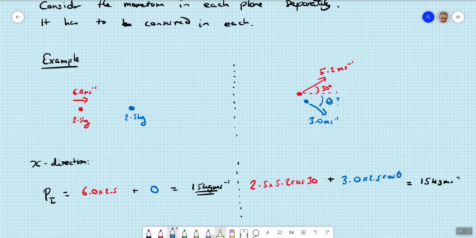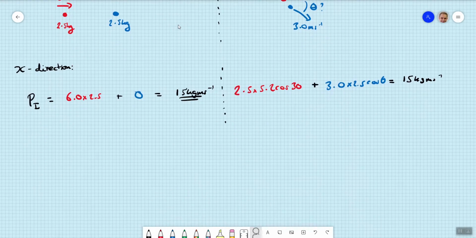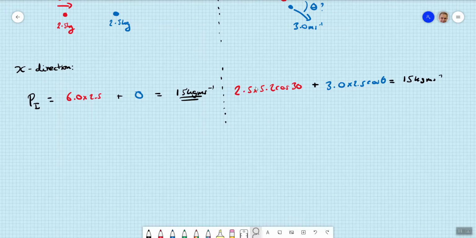cos theta. And helpfully, I've not drawn the same level. So that's excellent. Oh, it's an angle. That's just upsetting. So this just becomes numbers. 2.5 times 5.2 times cos 30. If I type that into my calculator, I get 11.26. And 3 times 2.5 is 7.5.